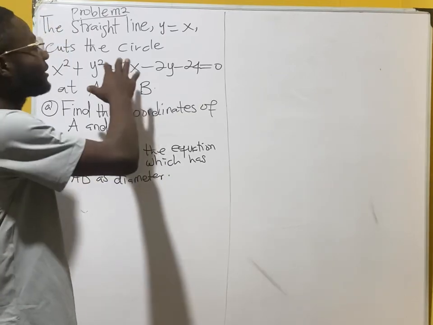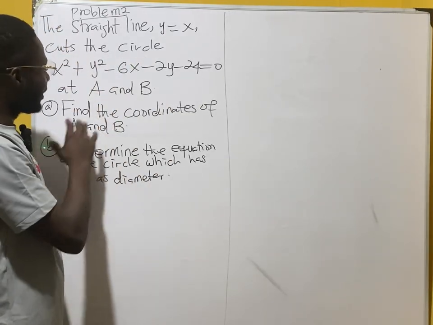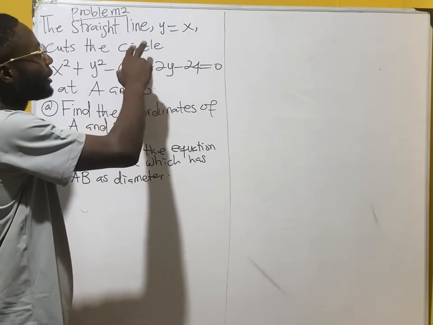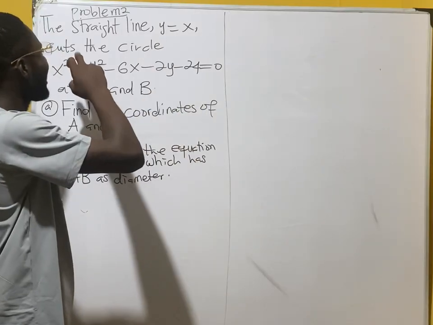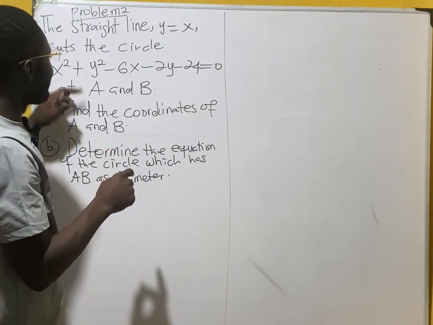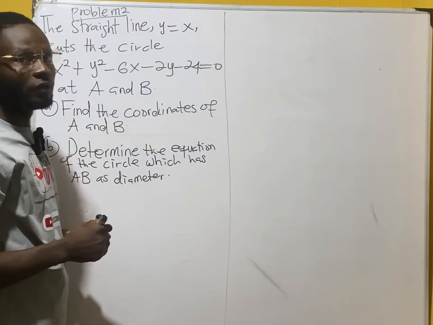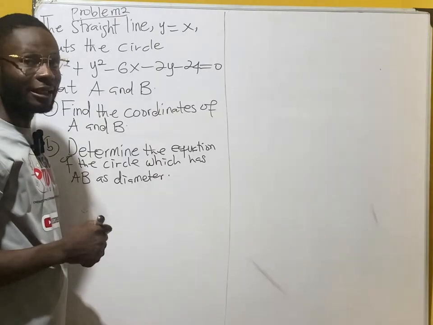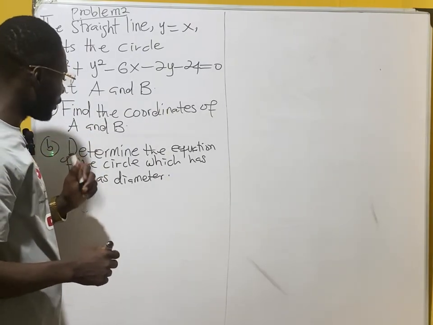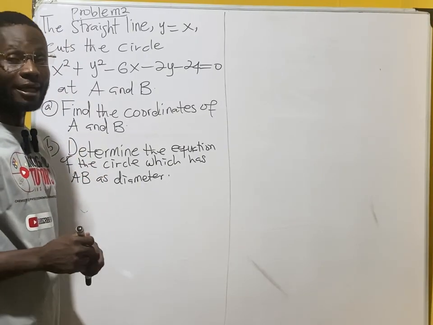Okay, so this is problem 2. We are to find the coordinates of A and B, given that the straight line y equals x cuts the circle x squared plus y squared minus 6x minus 2y minus 24 equals 0 at A and B. And we are to also determine the equation of the circle which has AB as the diameter.